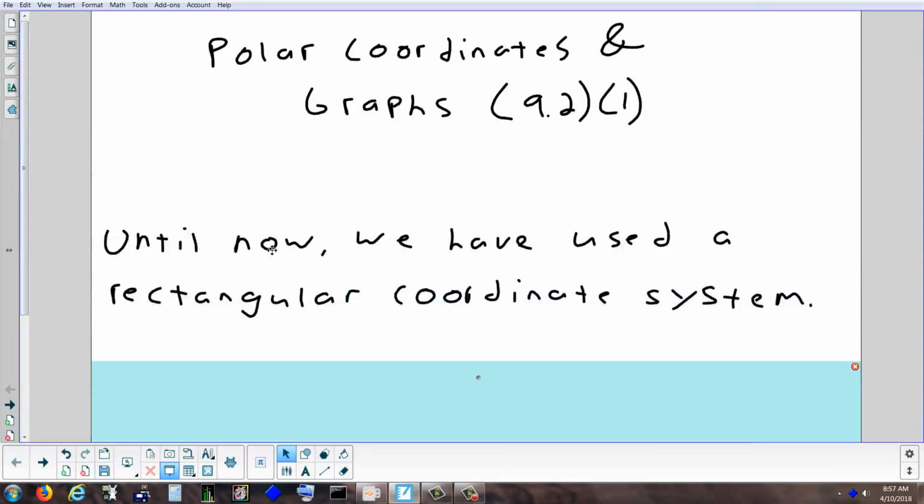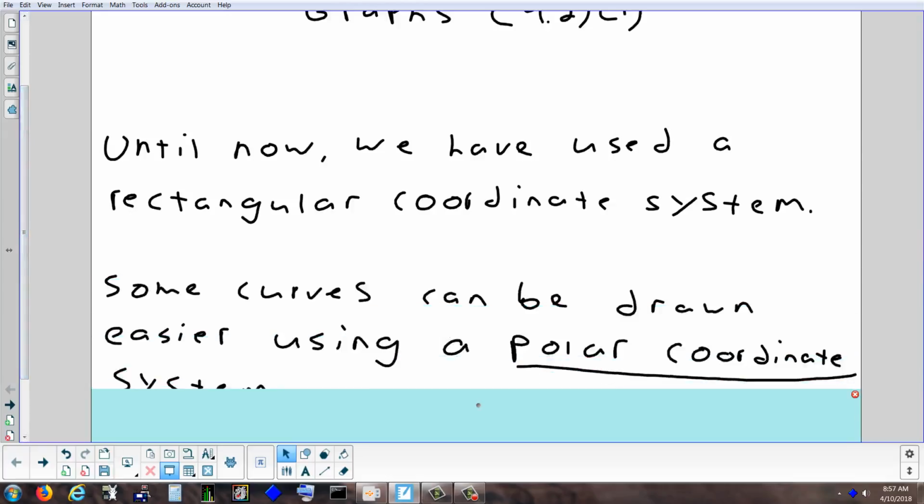So up until now, even with parametric, that's a rectangular-based system, meaning every coordinate has an x and a y value. Movement is left and right, and then the second movement is up and down. And that's done on a grid. It's rectangular or square graph paper. Well, some types of curves, it's a lot easier to draw them in polar. And I mentioned one type of curve that's super easy to do in polar, and that's a circle.